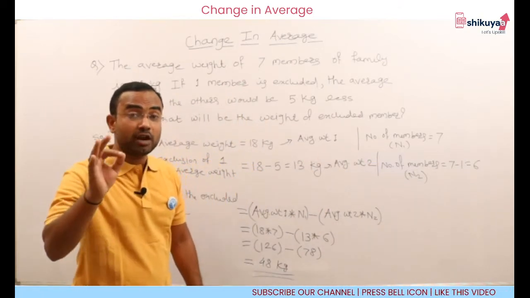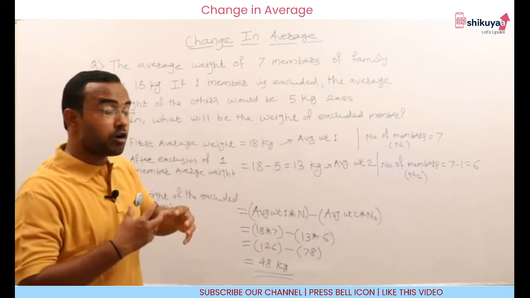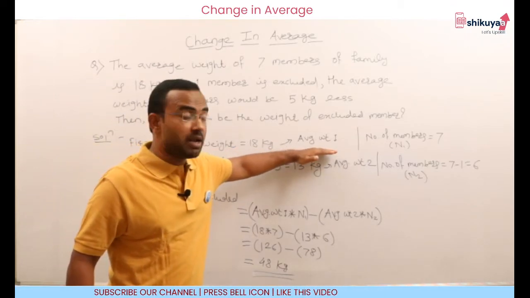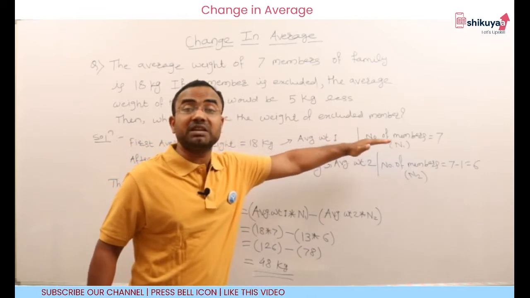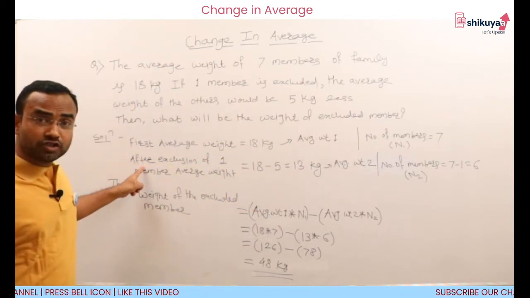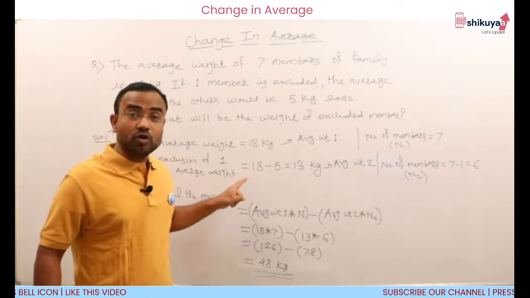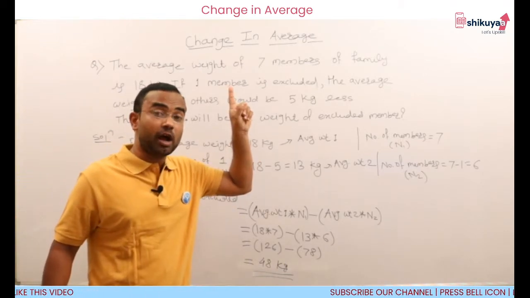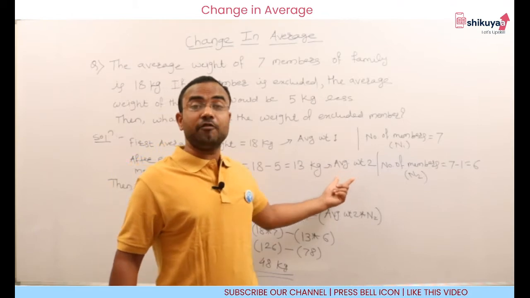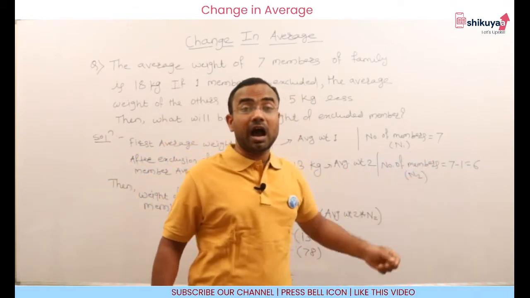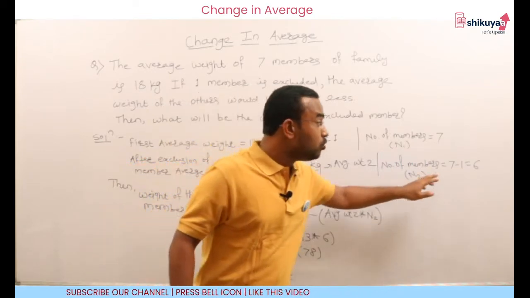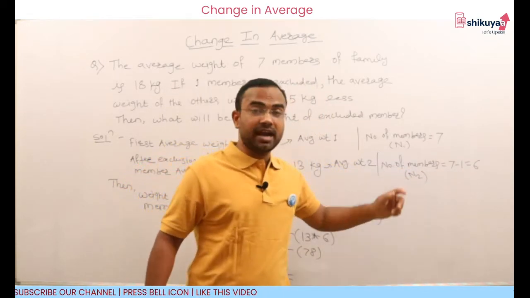If you can remember the problem statement, the first average weight equals 18 kg, as mentioned in the problem statement itself. We have named it average weight 1. That time the number of members is 7, and we have named it N1 for our reference. After exclusion of that one member, the average weight equals 18 minus 5, as already given in the problem statement. So it is equal to 13 kg. We have named it average weight 2, and the number of members: already there are 7 members, one member is excluded, that means 7 minus 1, now 6 members are there, and we have named it N2.